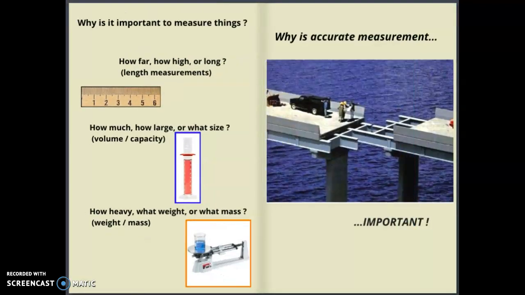We study the metric system because it's important to make measurements in our next couple of units, chemistry and physics. What do we measure? We measure things like distance, volume, and weight. We use different tools to make those measurements, and we'll talk about that in a minute. But why is it important to measure accurately? Just take a look at this picture. It's a fine example of somebody who did not measure accurately.